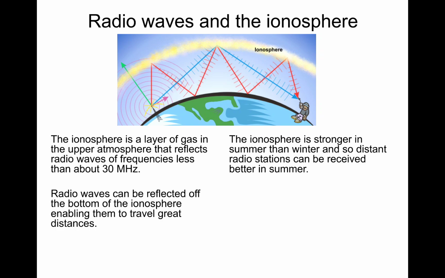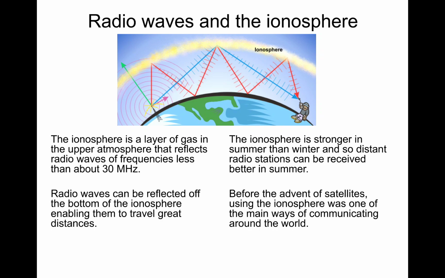The ionosphere is stronger in summer than winter, and so distant radio stations can be received better in the summer. And before the advent of satellites, using the ionosphere was one of the main ways of communicating around the world. Obviously nowadays we just use satellites for mobile phones, text messages, and internet usage, straight to the satellite, and wherever we need it to go.